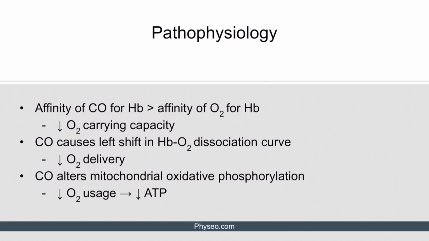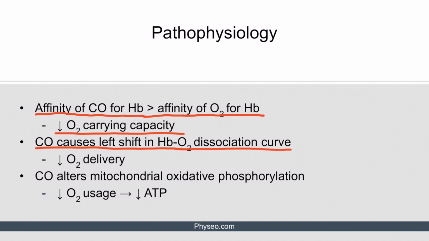There are three major mechanisms by which carbon monoxide poisoning results in deficiencies of oxygen throughout the body. First, the affinity of carbon monoxide for hemoglobin is much greater than the affinity of oxygen for hemoglobin. This leads to less oxygen being bound to hemoglobin, or in other words, there's a decreased oxygen carrying capacity. Second, carbon monoxide causes a left shift in the hemoglobin-oxygen dissociation curve, which results in decreased delivery of oxygen to the tissues. Finally, carbon monoxide alters mitochondrial oxidative phosphorylation. This leads to decreased oxygen usage and a resultant drop in ATP production.